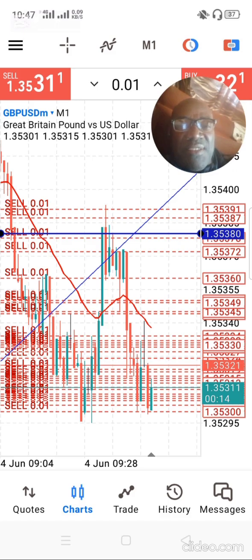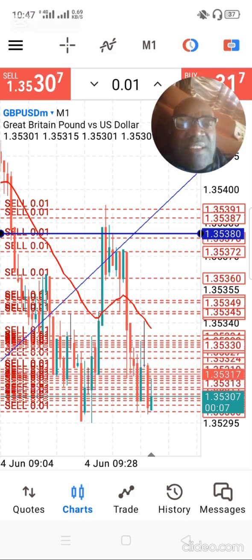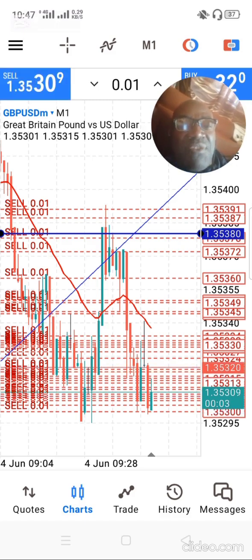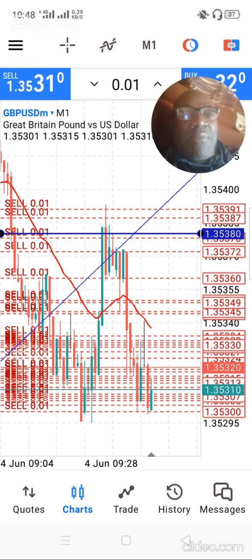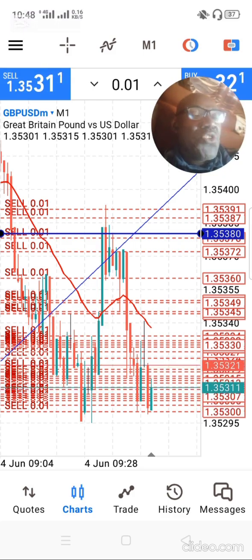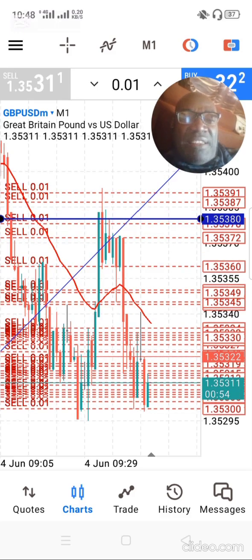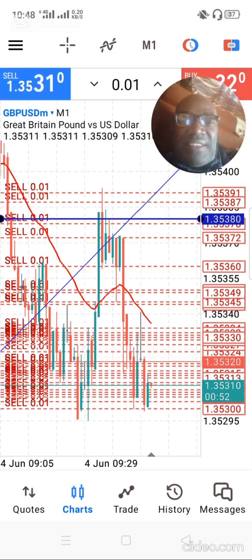Right now, it is going the way I said it to go, because I am not guessing. When you are guessing in forex, when you don't know what you are doing, then you are gambling. Some people say forex is like gambling. Forex is not gambling. Let me correct that notion. When you don't know what you're doing, that one you can call gambling. But when you know what you are doing, it's not gambling.